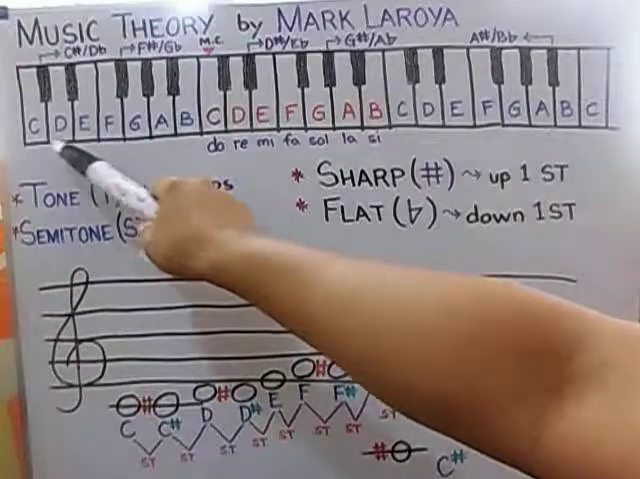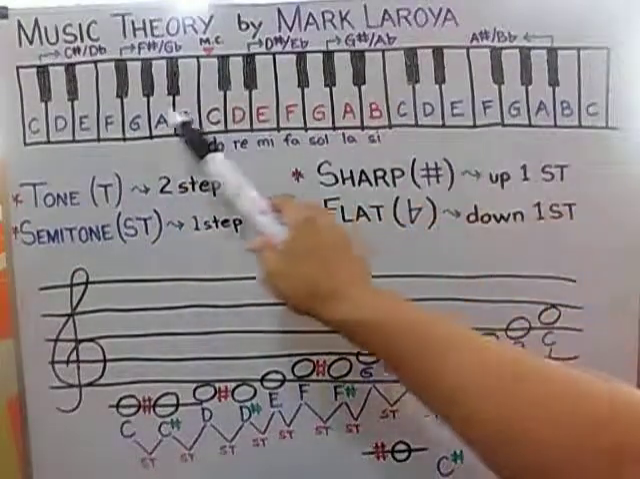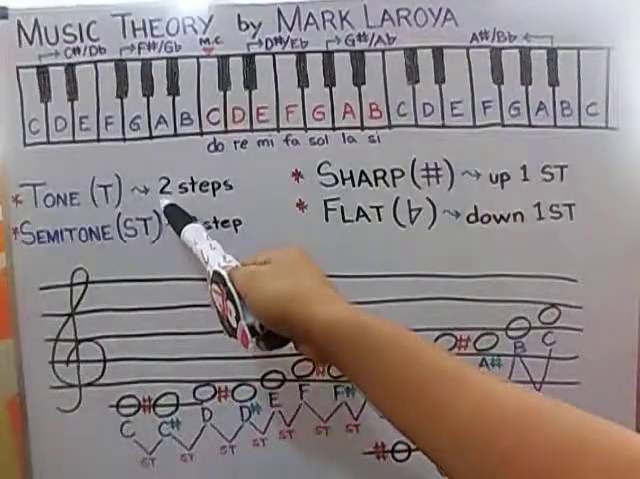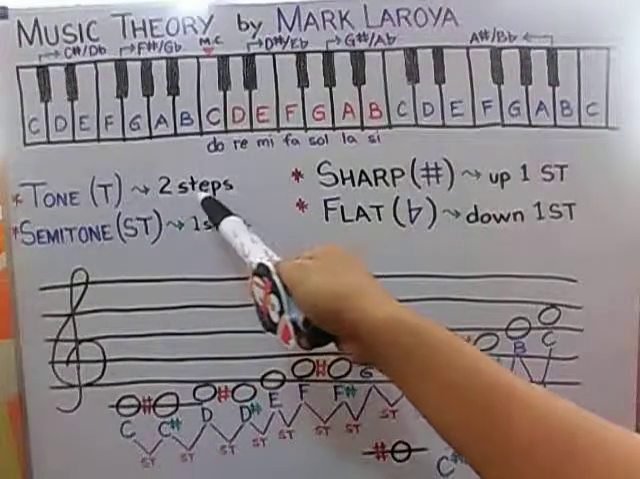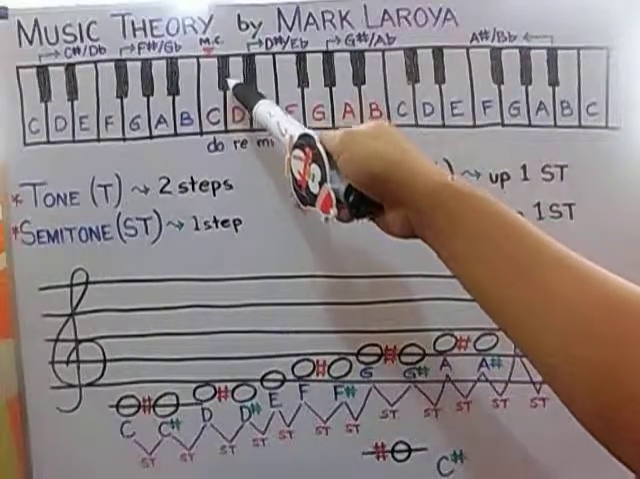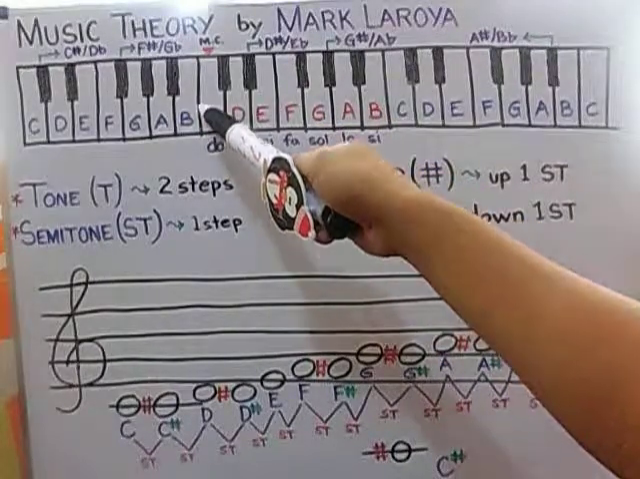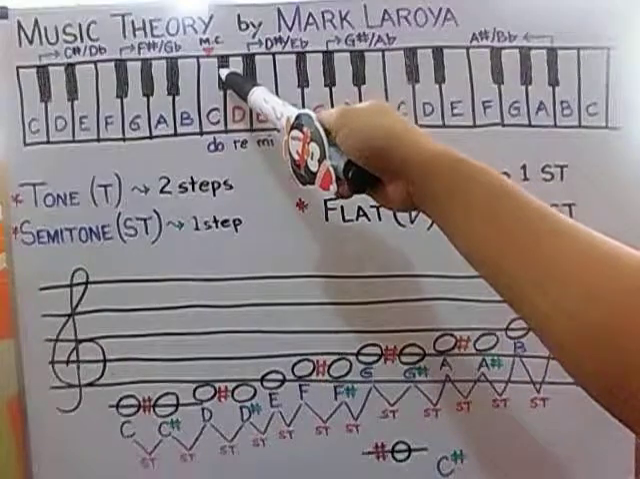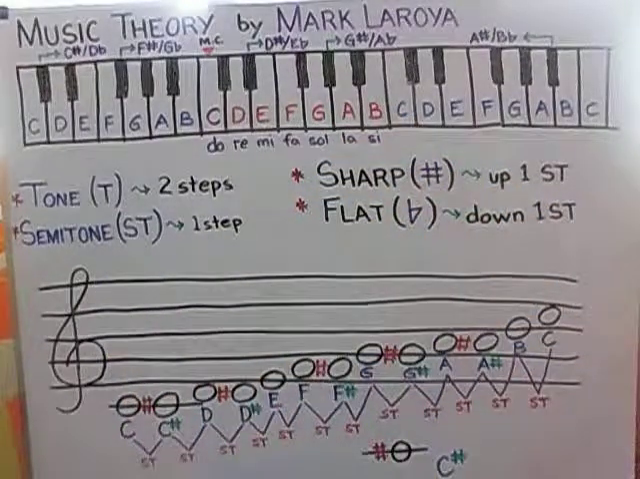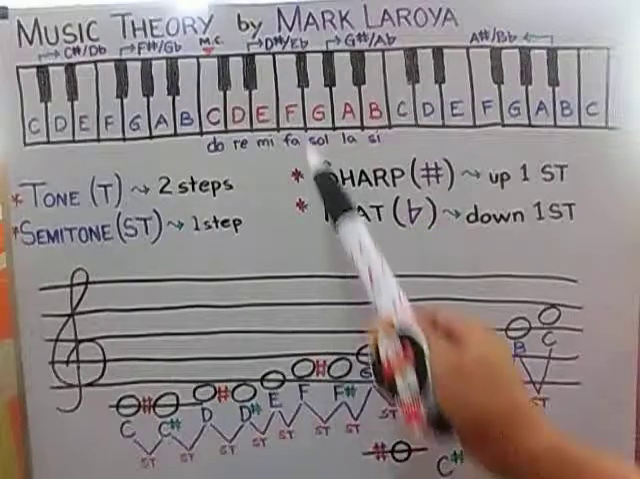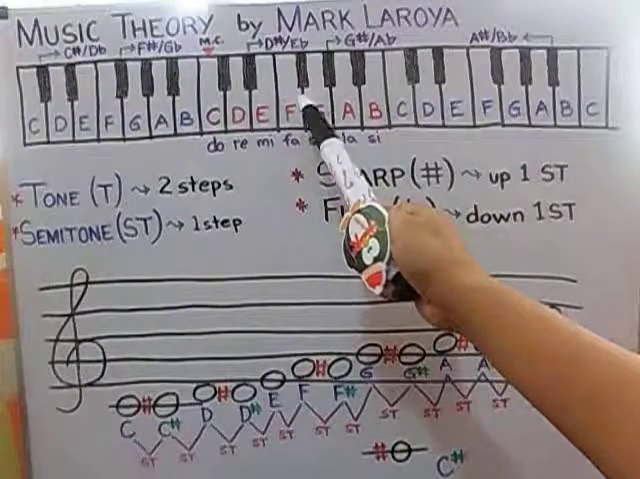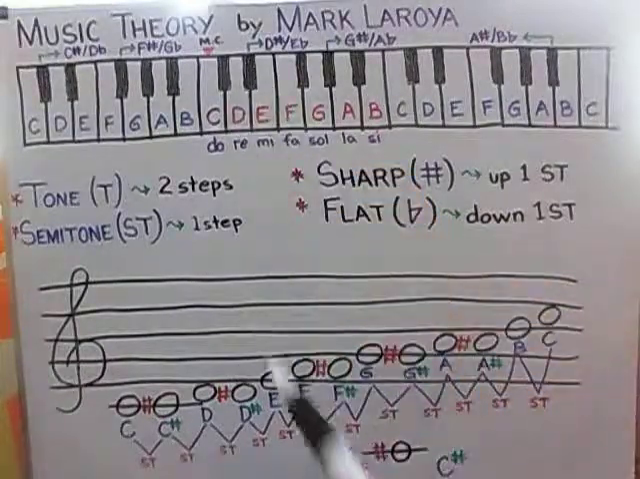And with regards to the structure of the piano or keyboard, a tone is two key steps. So from C going up and then going to D. So from C to the black key and then to D. A semitone is one key step. So for example, here, from E going to F, one step, or D going to D sharp.